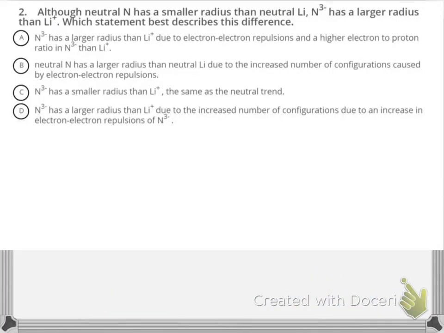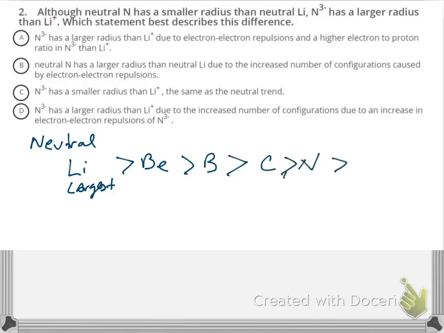Okay, so this was about the trend with size. So let's keep in mind the neutral trend is that if we're going across the second row, lithium's the largest. And as we go across a row, since we're putting in more and more protons, the electrons in general are going into the same shell, so they get smaller as you go across a row. And that is the neutral trend. But with ions, all of the charges are different now as they go across a row. And you're being asked to compare lithium with nitride.